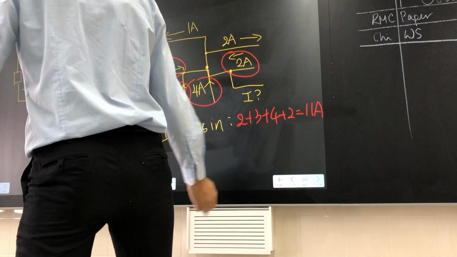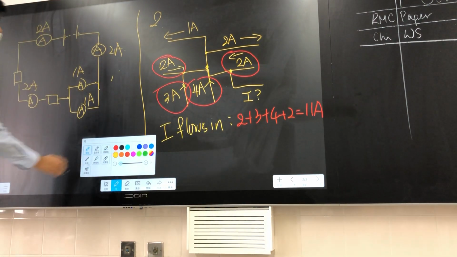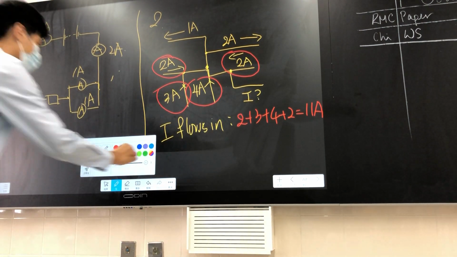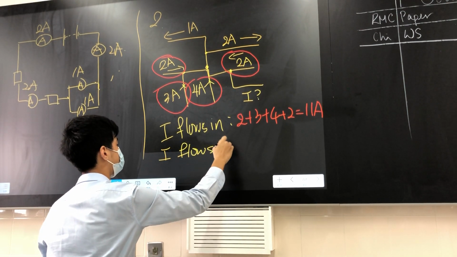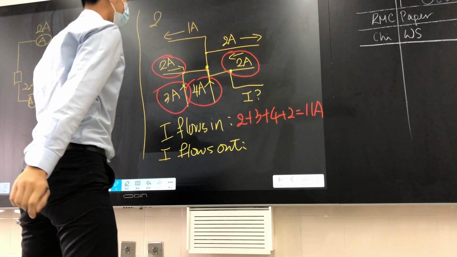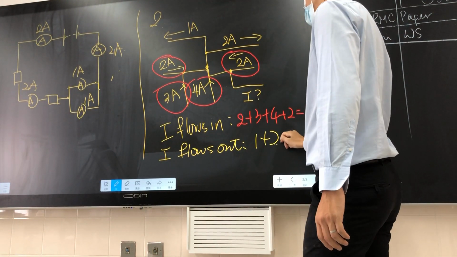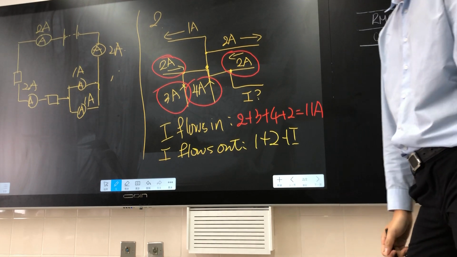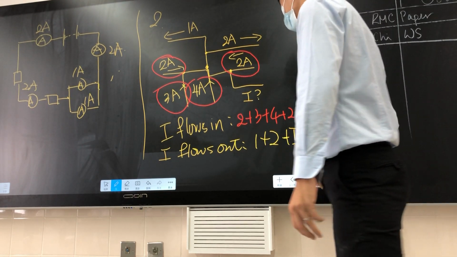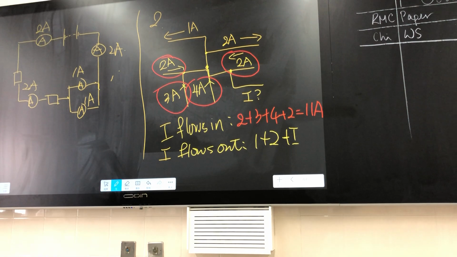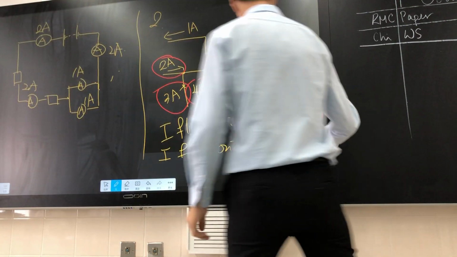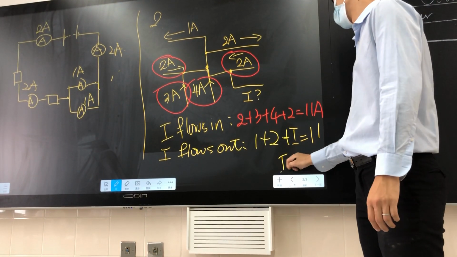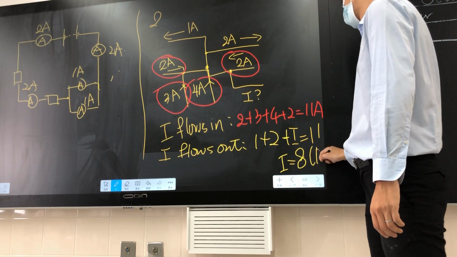Okay? And then we want to find I. So the current flowing out is 1 plus 2 plus I, right? And the magnitude of current flowing in should equal the magnitude of current flowing out. So 1 plus 2 plus I should equal 11. So I is 8.